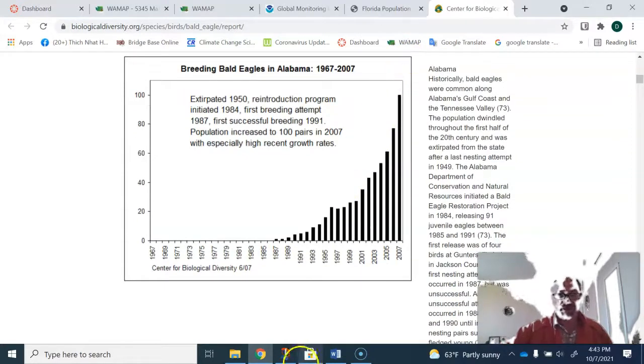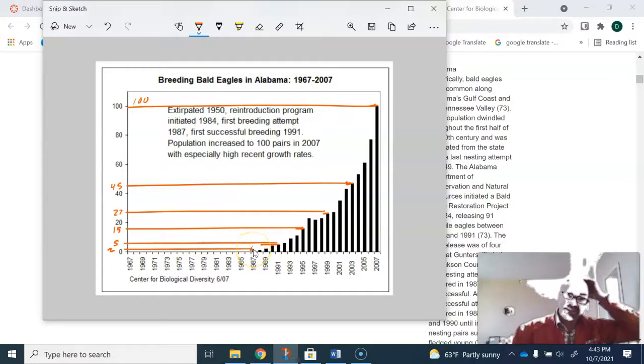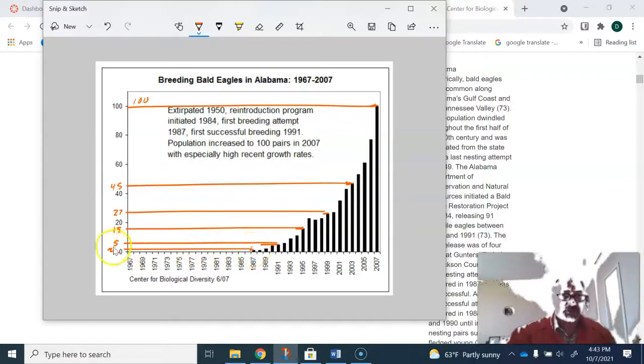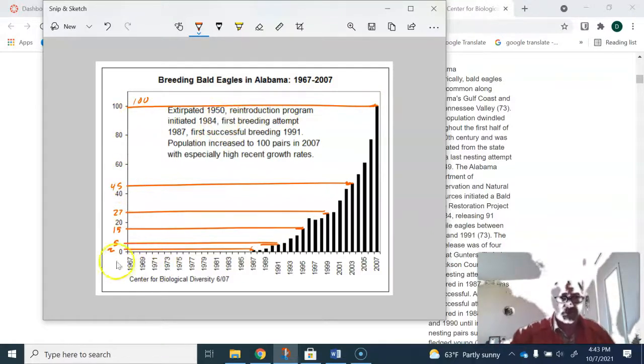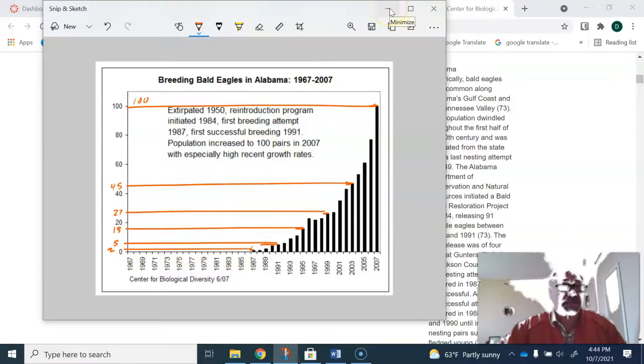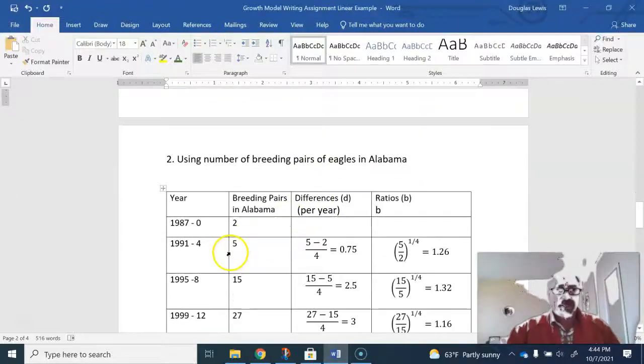So I took a snapshot of that, and in 91, it didn't tell me exactly what it was, like the other one. So I said, it looks like that's about 2. Then that looks like it's 5, then 15, then 27, then 45, and then 100. So I just estimated what those were. This might have been 1 or 2. I think it might have been 1, but I put 2 because I couldn't tell in the graph exactly. But we're estimating anyway. So that's how I got my numbers 2, 5, 15, 27, 45, and 100 for my table.